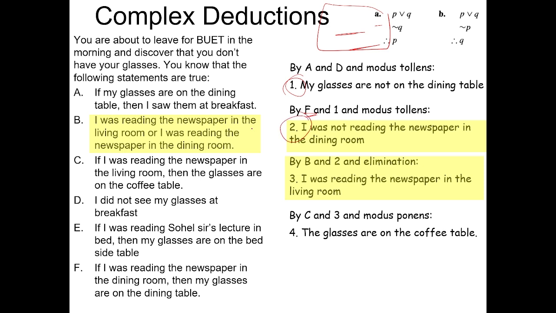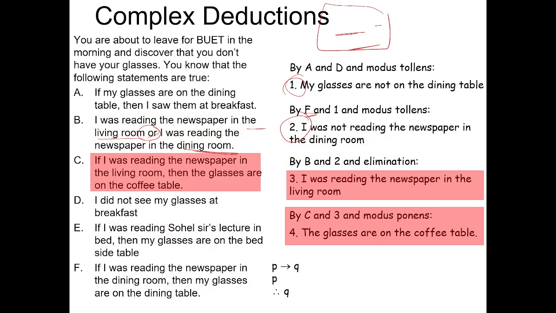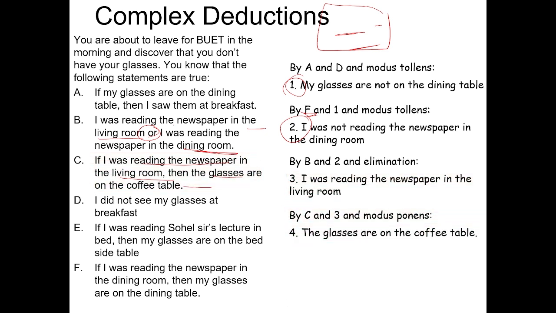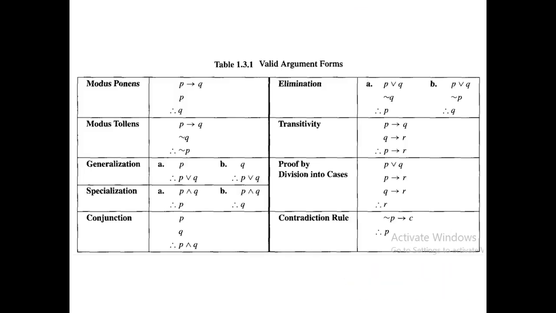And by looking at this 2 and B, as there is an or here, one of these must be true for this whole statement to be true. So if you're not in the dining room, you must be in the living room, right? So by B and 2 and elimination. So if you're in the living room, then the glasses are on the coffee table. So by C and modus ponens, the glasses are on the coffee table. That's the normal way to write it.